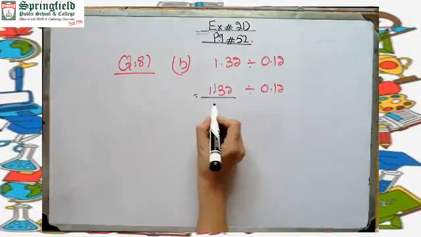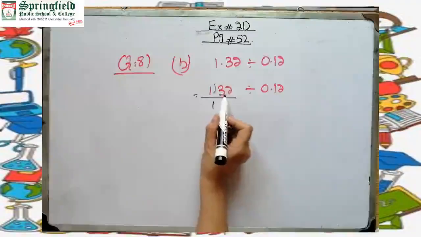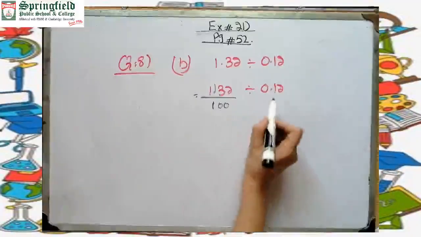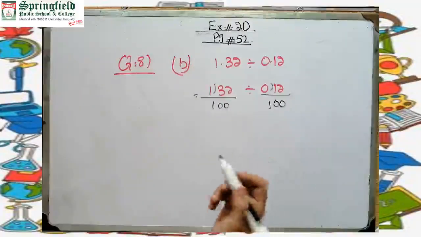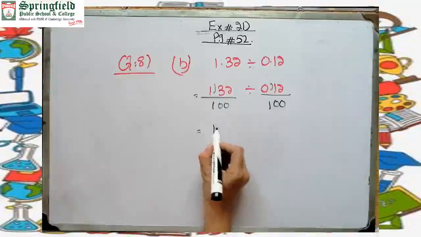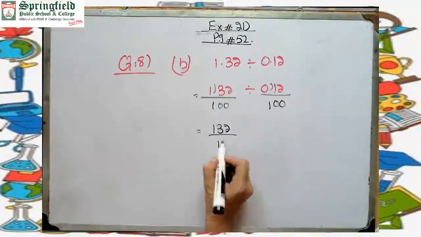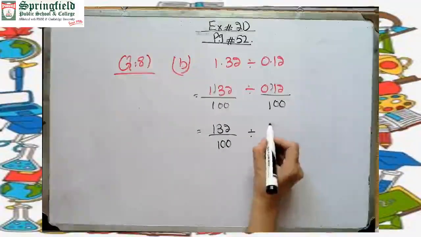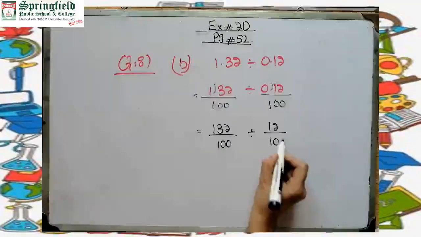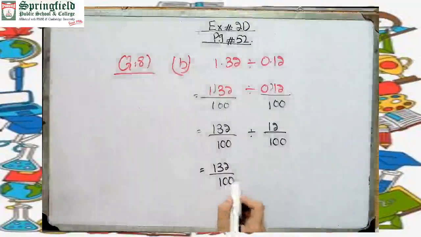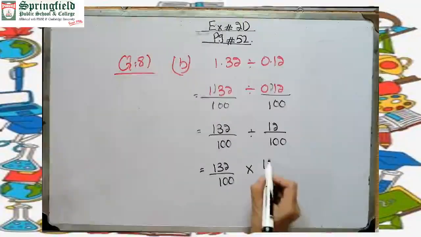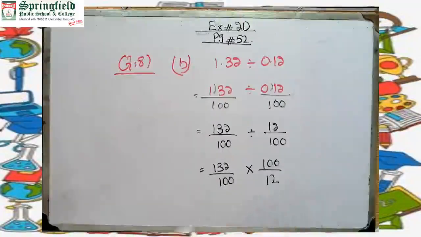Remove the point, write down 1. After the point, the number of digits is 1, 2. It means we will write 2 zeros in the denominator. Remove the point, write down 12, and 2 zeros in the denominator. So the new number is 132 divided by 100 divided by 12 divided by 100. This is your new number. Convert the division into multiplication. The next number will be the opposite. It will become 132 divided by 100 multiply 100 divided by 12.